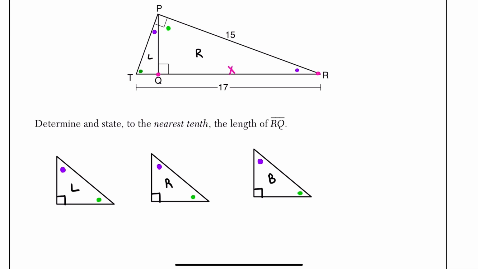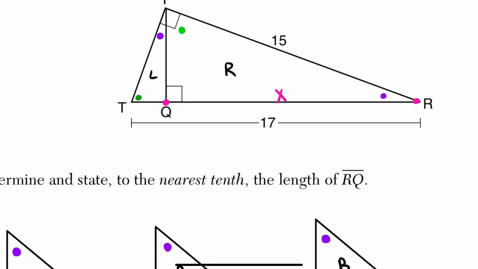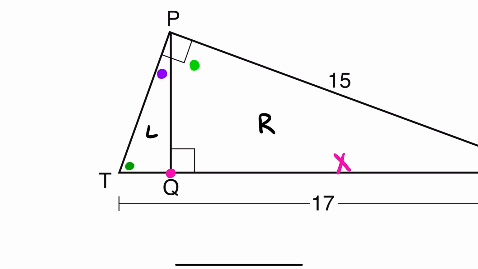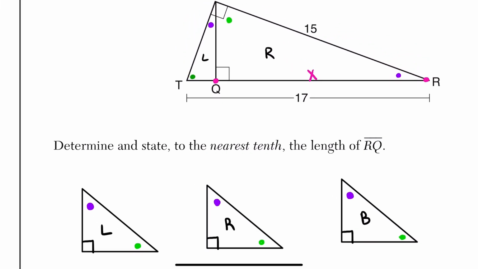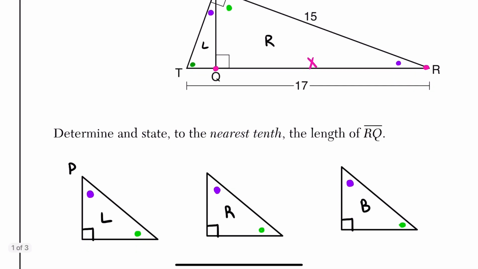Now I'm going to list the sides. If I take a look, my purple angle in my left triangle is P. So now in my left triangle, near the purple angle, I'm going to put a P. My green angle is T and my right angle is Q. So I'm just labeling the triangles.